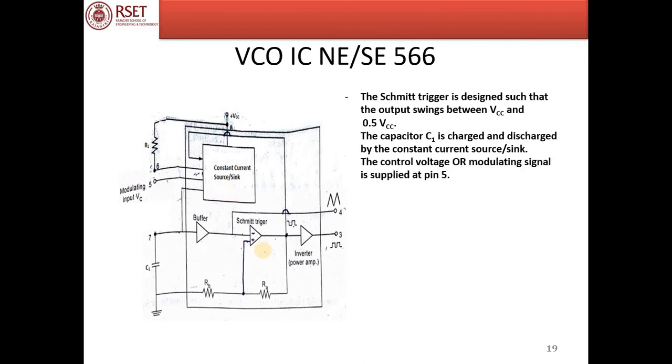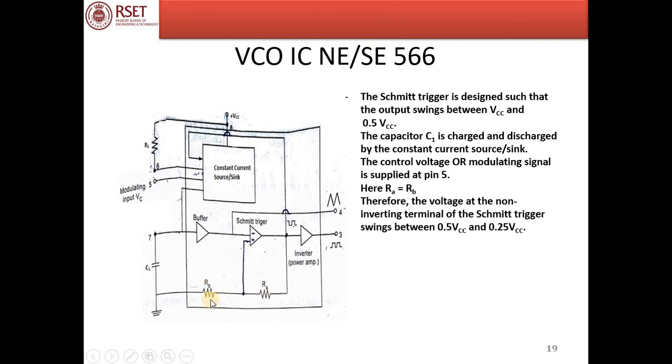As I said, the control voltage which controls the frequency of the output signal is applied to pin number 5. The same voltage is available at pin number 6 also through some internal circuitry. We have two resistors RA and RB which are equal in value. So what happens when this is the feedback? What is the value at the non-inverting terminal? This is a potential divider and RA and RB values are same.